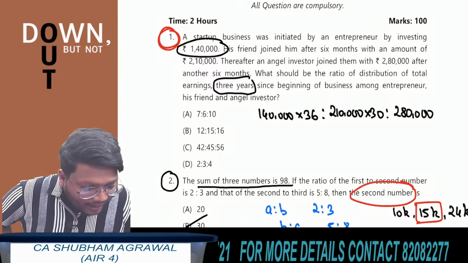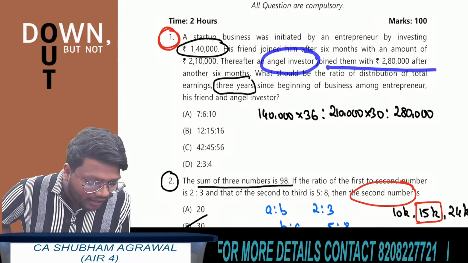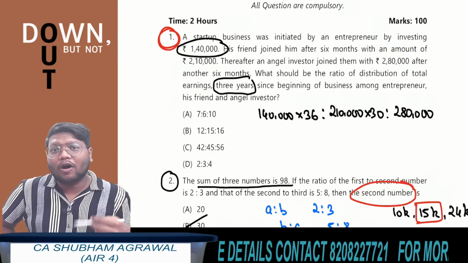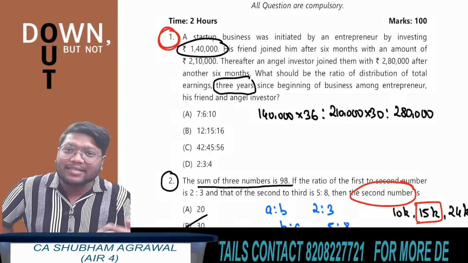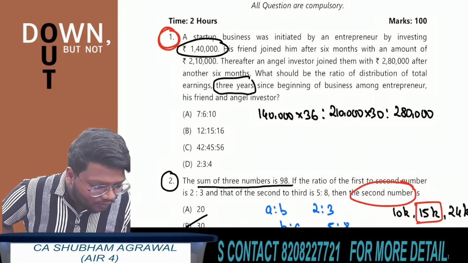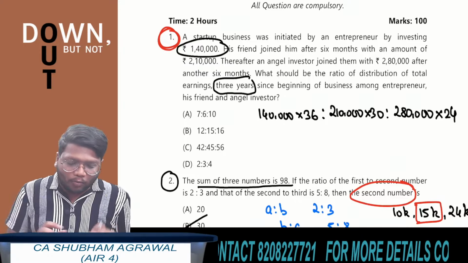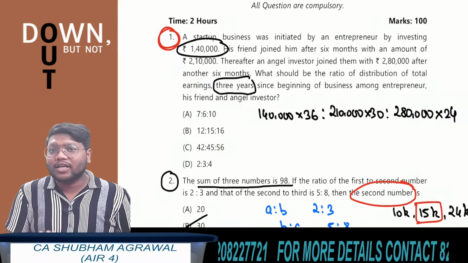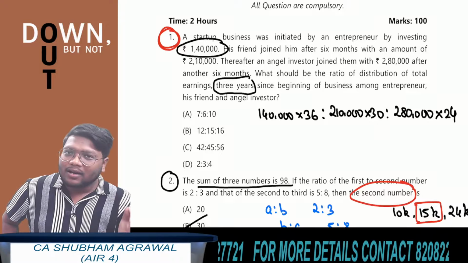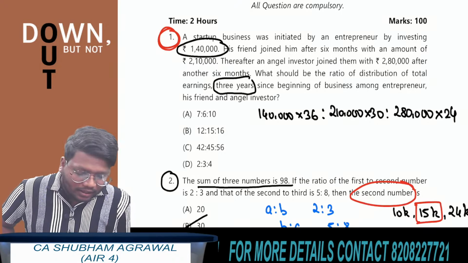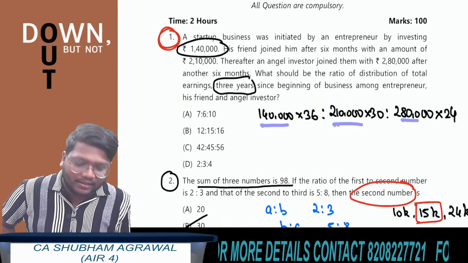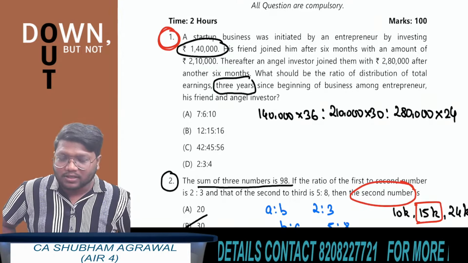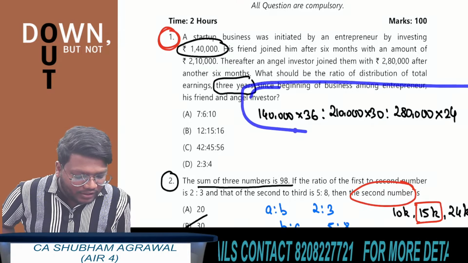Okay. And the angel investor joined after another 6 months. It means this 2,80,000 rupees is invested for how many months? 36 minus 6 minus 6. So what you will get? 24. Okay, multiplied by 24. I hope all of you have understood this step. This is the profit sharing ratio. Okay, how to find the profit sharing ratio? Capital employed multiplied by time period. You have to write the capital employed of each of the persons, and then the time period for which that amount is invested for each of the persons. Now you can easily find the profit sharing ratio.